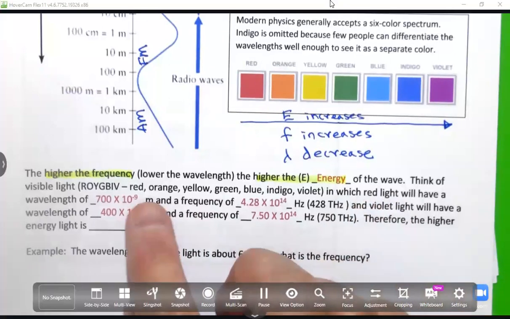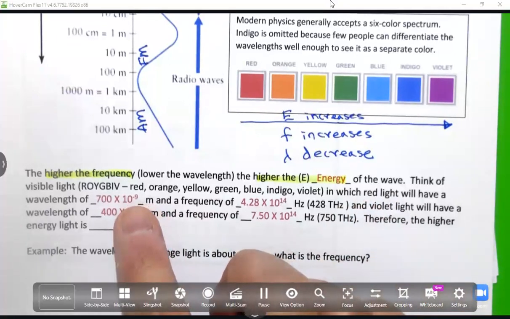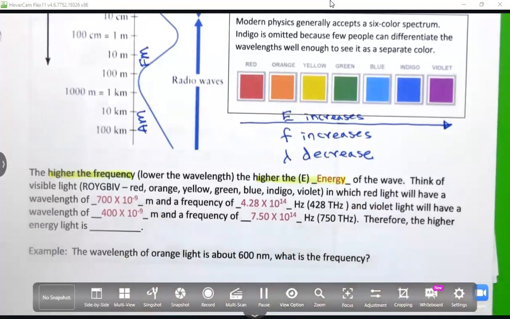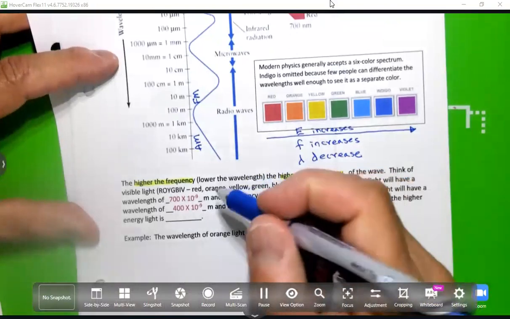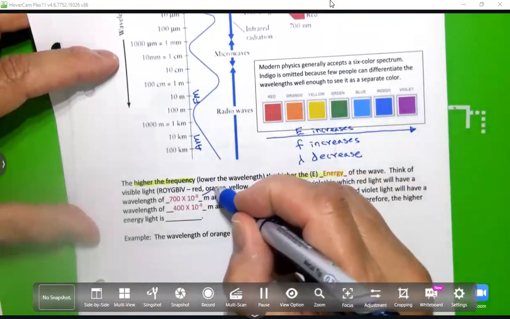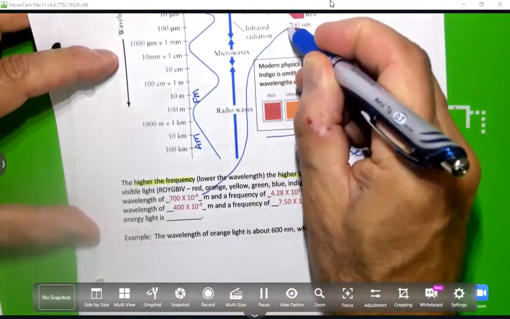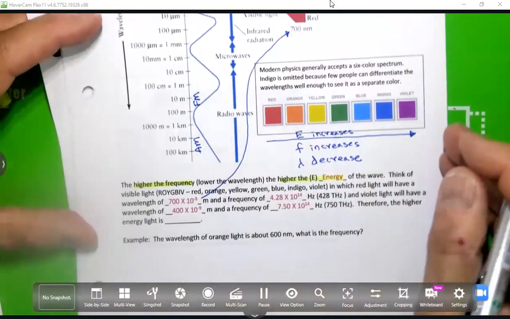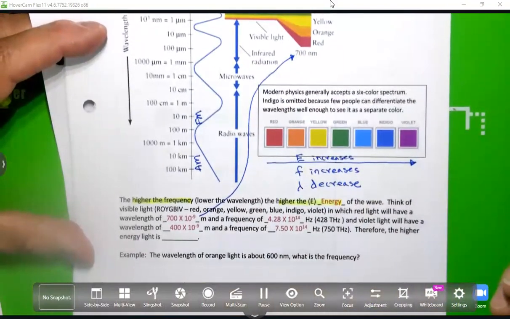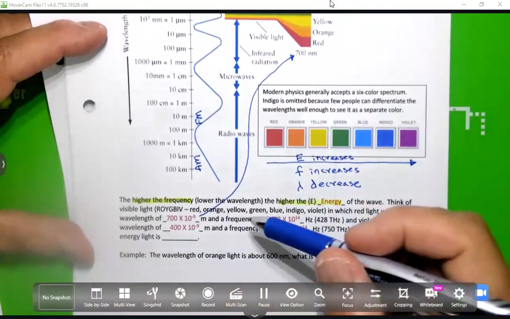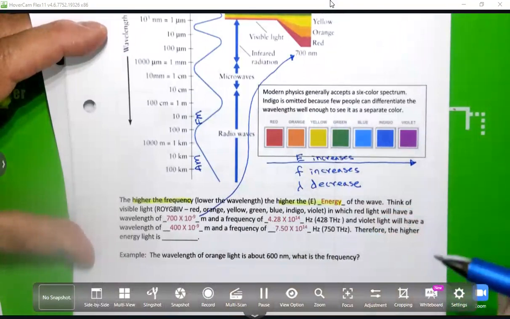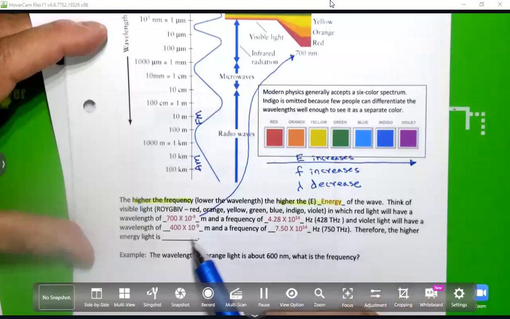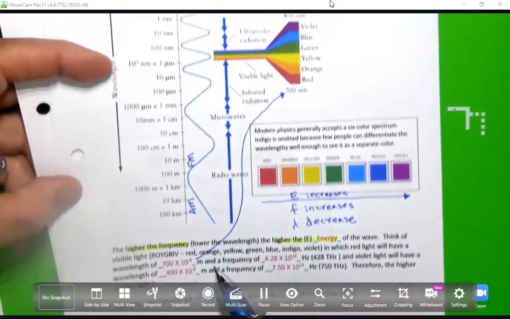Red light will have a wavelength of 700 times 10 to the minus 9 meters. So let's actually see where I'm getting that from. Right here, 700 nanometers, 10 to the minus 9, and a frequency of 4.28 times 10 to the 14th hertz, 428 terahertz. Violet light will have a wavelength of 400 times 10 to the minus 9.